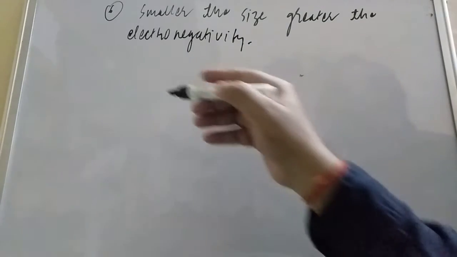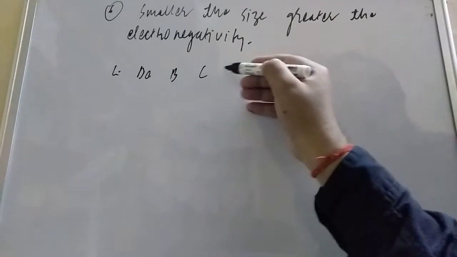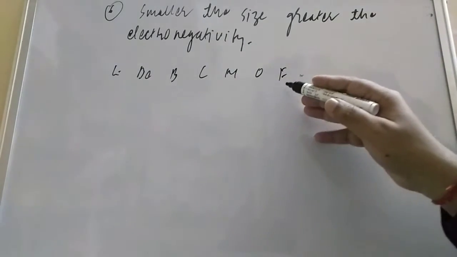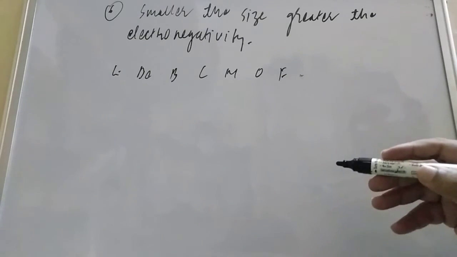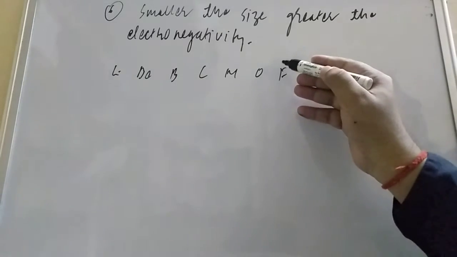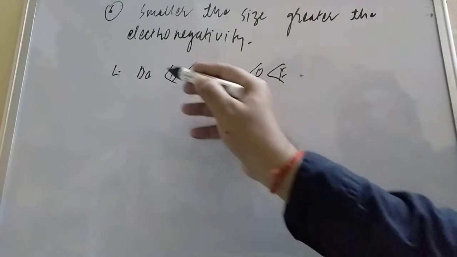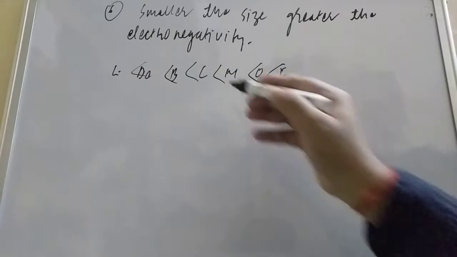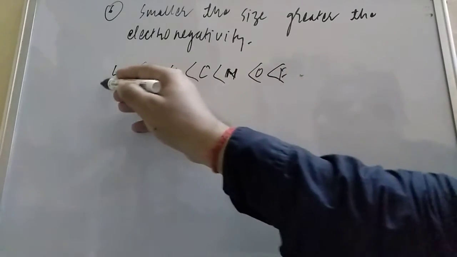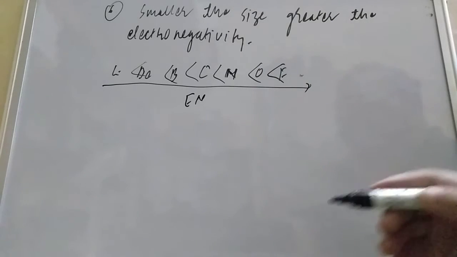Suppose I am taking the period 2 elements: lithium, beryllium, boron, carbon, nitrogen, oxygen, fluorine. Smaller the size, which is the smallest? Fluorine, then oxygen is smaller in size. So they are saying smaller the size, greater the electronegativity. This is the order: fluorine will be highest, then oxygen, then nitrogen, then carbon. Then what will come, student? Boron and beryllium. This is the order of electronegativity. So this is point number 6.